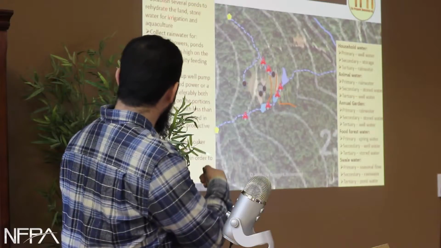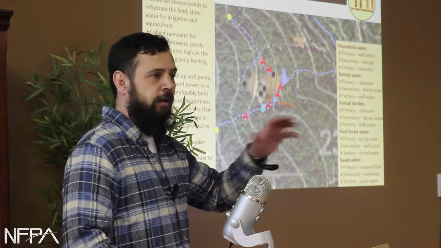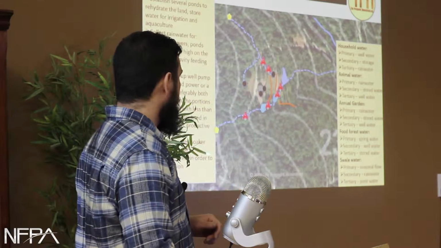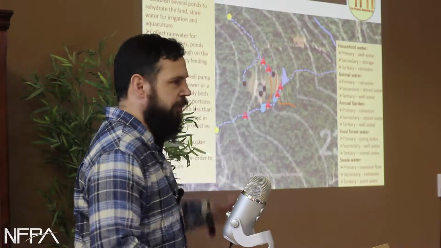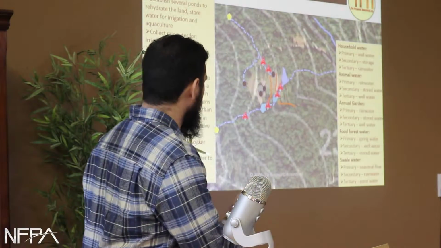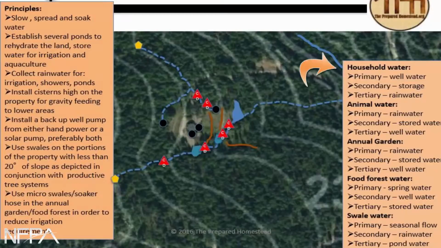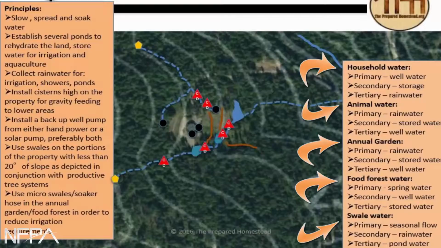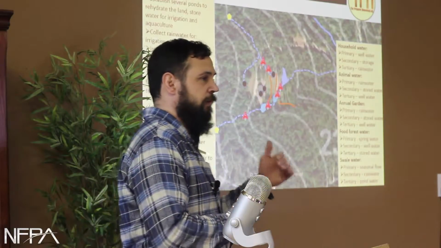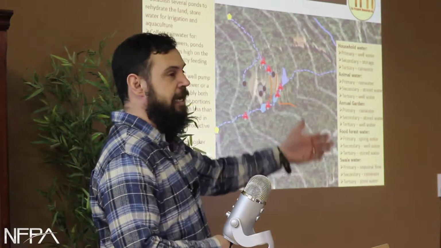I'm not going to cover all the principles here. You could read them, but we are going to cover them along the way. But what I'll do is show you how we break it down here. When we break it down by major element, so household, animal, annual garden, food forest, and swale, the reason those are broken up into different places is because they are placed differently on the property, and sometimes that impacts which water source provides that need.